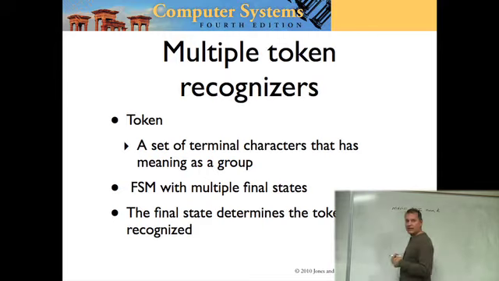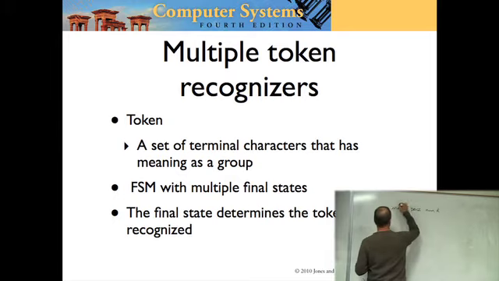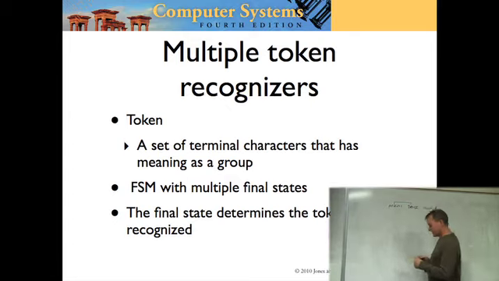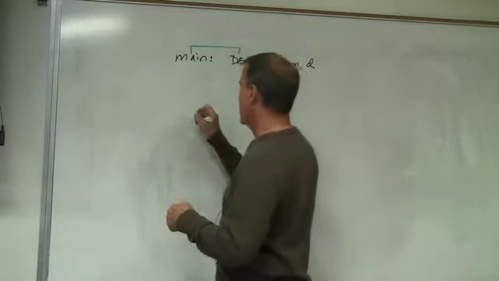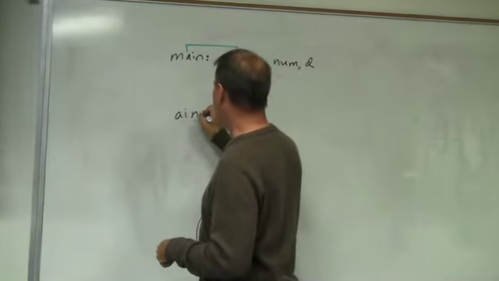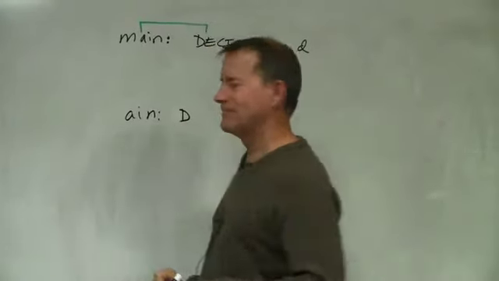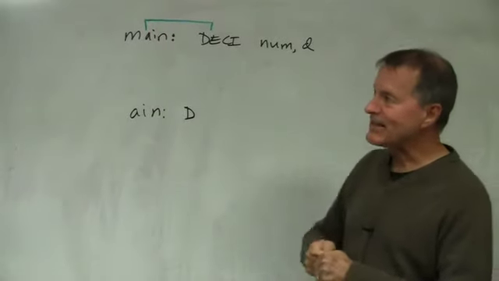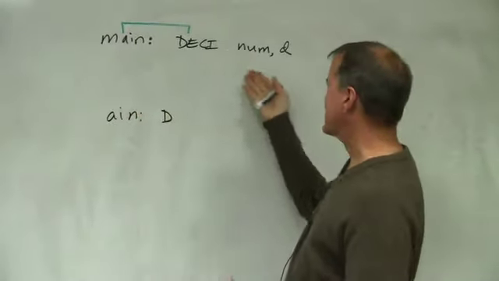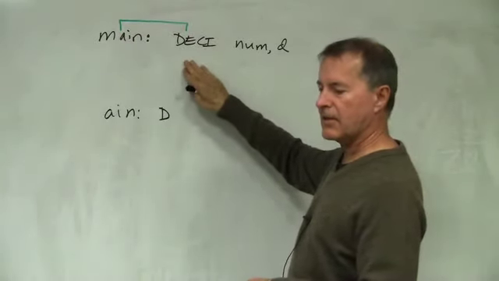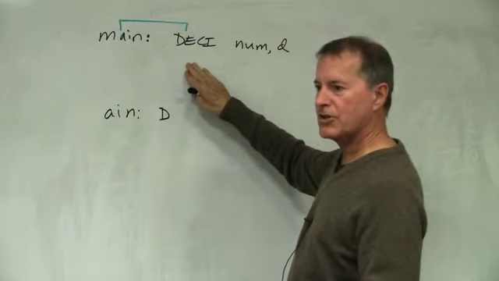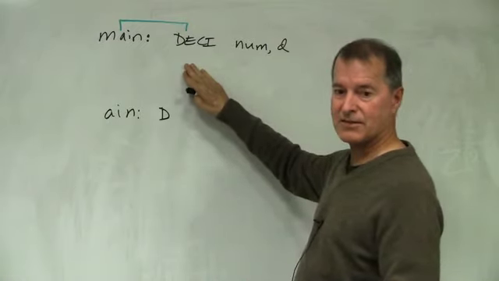Okay, so now let me give you an example. Check this out. Do you see this set of terminal characters? What is this set of terminal characters? It's AIN colon space D. Now, is this a set of terminal characters in this line? Oh, by the way, is this sentence in the PEP8 assembly language? Yes, it is. It's a valid sentence in the PEP8 assembly language.